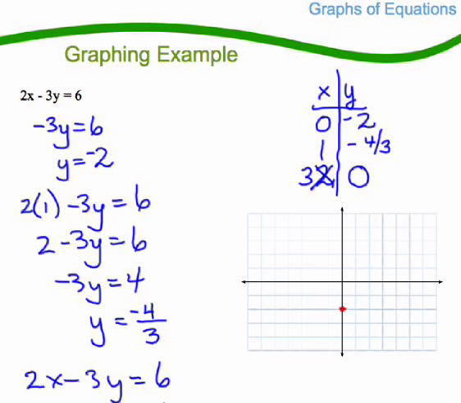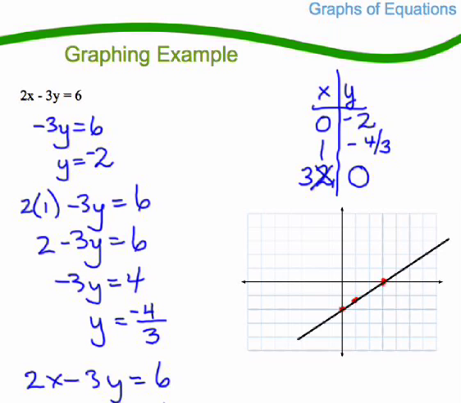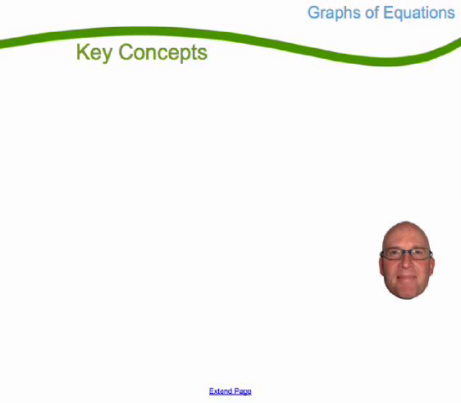Alright, so let's plot our points. 0, minus 2. 0, nowhere left or right, but I go down 2. Got it. Next one, go over 1 and down 4/3. Ooh, that'd be somewhere in there. It'd be 1 1/3, somewhere there. The next one, 3, 0. 1, 2, 3, and 0. Those ones came up way better in the line than that last one. And then draw a line that joins all 3 of them. So this line here would be a graphical representation of this equation.